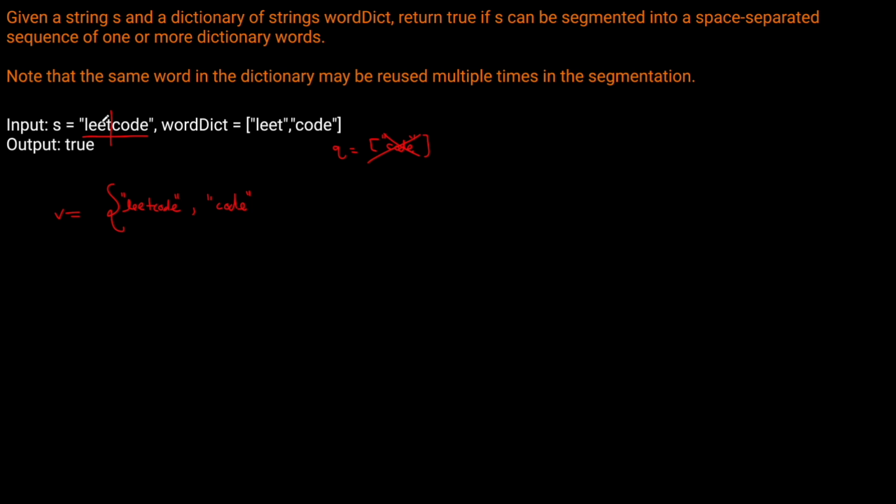So again, we're going to be working with this word code here. And we're going to try to split on all the available words in the word dictionary. So we're going to try leet. Okay, does the string code start with leet? No, it doesn't. Does it start with code? Yes, it does. Cool. So that means that now we can add a new element to our queue for processing.